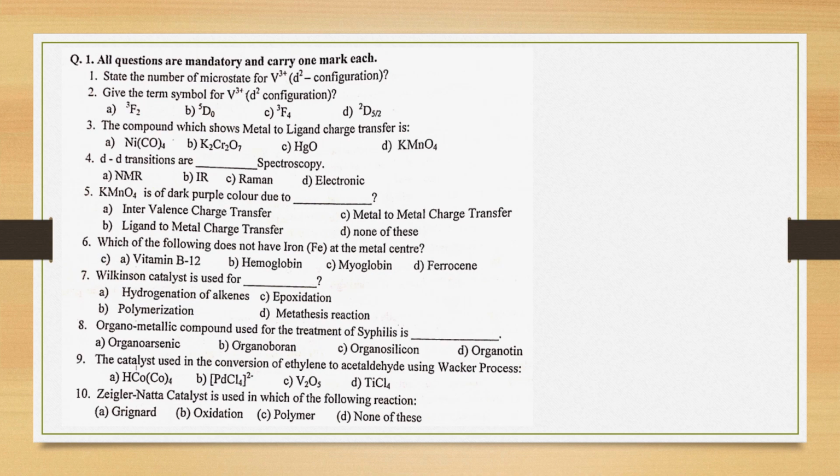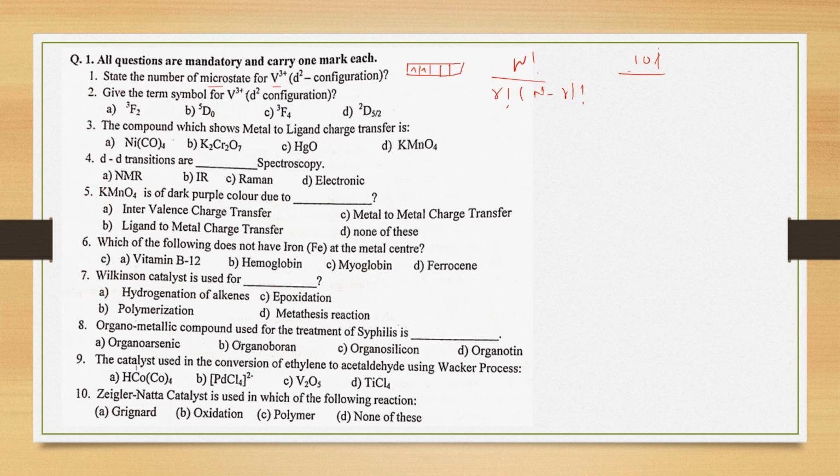Now, state the number of microstates for V3+ or d2 configuration. d2 configuration means there are 2 electrons. Okay, so we know the formula for microstates, that is n factorial by r factorial into n minus r factorial. So what is n? n is the total number of electrons that can be occupied in the given orbital. In a d orbital, the maximum number of electrons is 10. So 10 factorial.